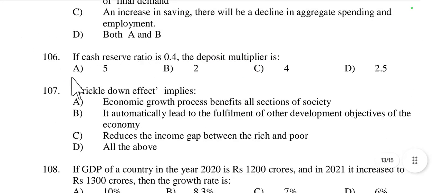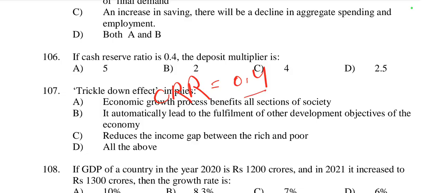Then question number 106: if cash reserve ratio is 0.4, the deposit multiplier is. So the question given is cash reserve ratio, CRR, is equal to 0.4. CRR, cash reserve ratio, means the commercial banks have to keep a certain amount of money with RBI. It is decided by RBI what percentage of money they keep with RBI. So cash reserve ratio is 0.4.